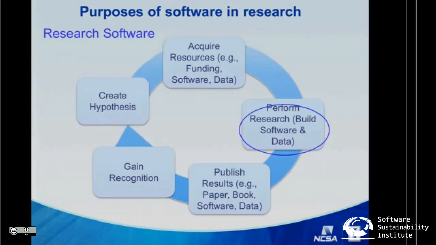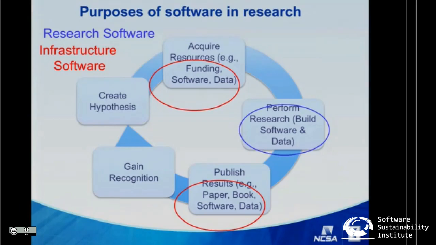If we have this loop of creating a hypothesis, getting some resources in order to look at that hypothesis, actually doing the research, publishing the results, and gaining recognition that lets you then continue this loop, there's some software that shows up as things that you actually build just to do the research. And there is other software that you need to get ahead of time in order to do the research. It's something that came from somebody else. And some of the software that you build may be a product that you want to share with other people.